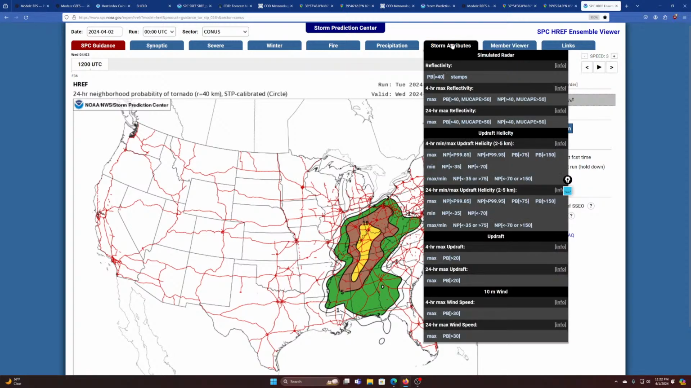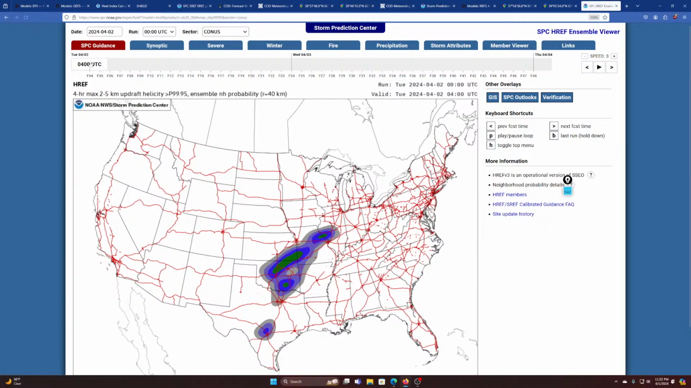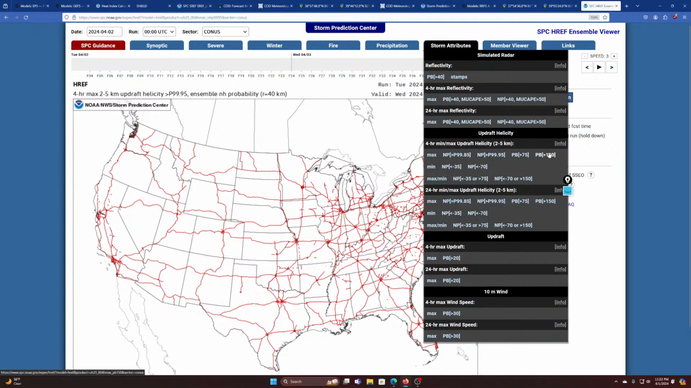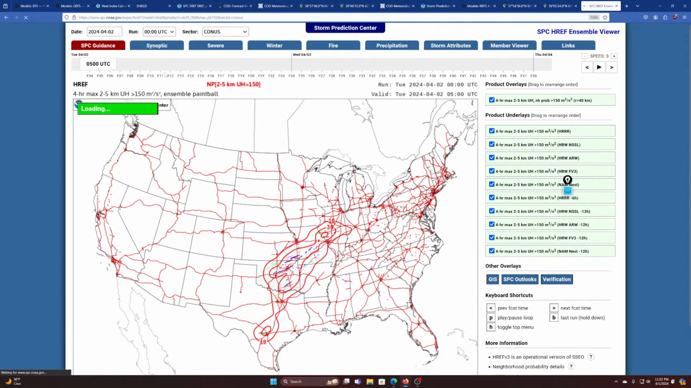If you could check the storm attributes and go to the 99.95, the brightest color. Actually, not that many bright colors for tomorrow, except here on the Indiana and Ohio border. 150.